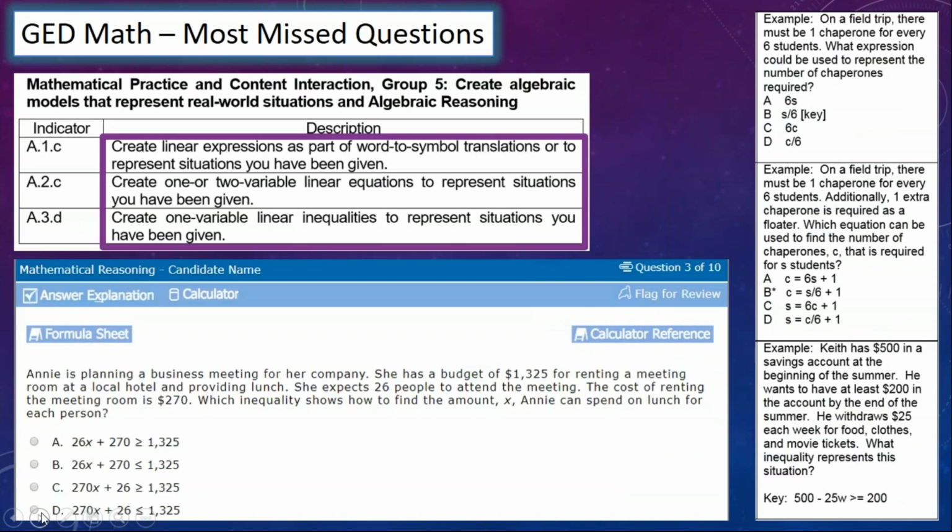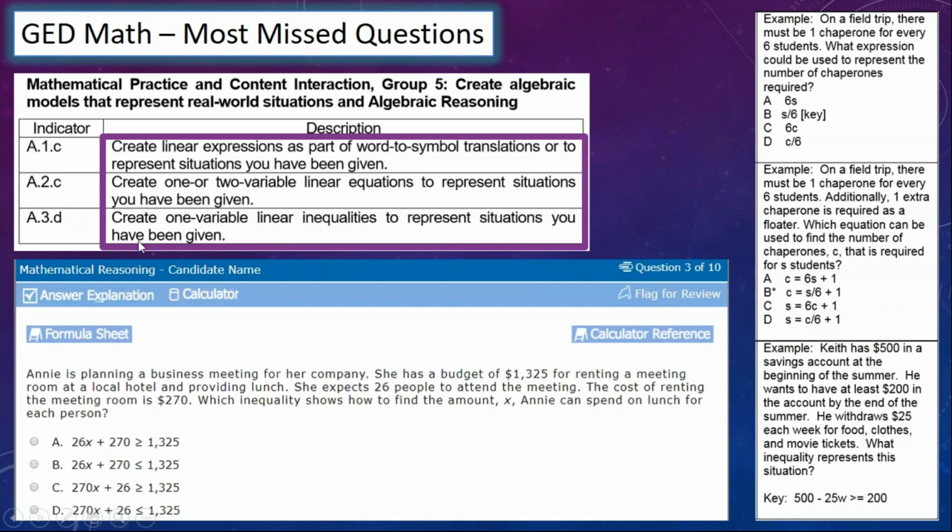Okay, I think this is the last group, and this is kind of the same thing. Linear expressions as word-to-symbol translations and linear equations, the same thing. I have a lot of different examples there. Again, this bottom blue and white box is how the GED looks, by the way, the same thing that I just showed you on the online sample test. So I always tell my students, this is how it looks, this is how it feels, same drop-down menu, same click and drags, so that they can get used to it before they go take their real test.